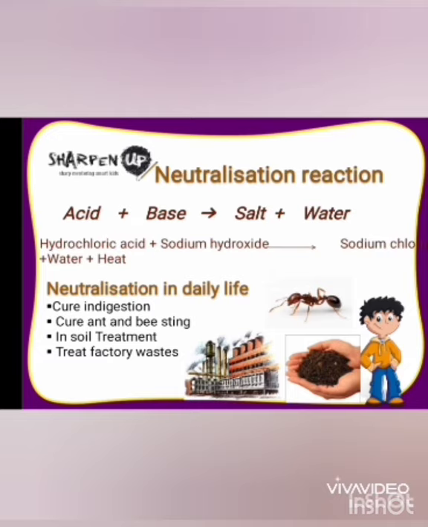Now, after this, we have soil treatment. Plants grow well in neutral soil. Plants do not grow well when the soil is either too acidic or too basic. So, for this, we use a neutralization reaction.